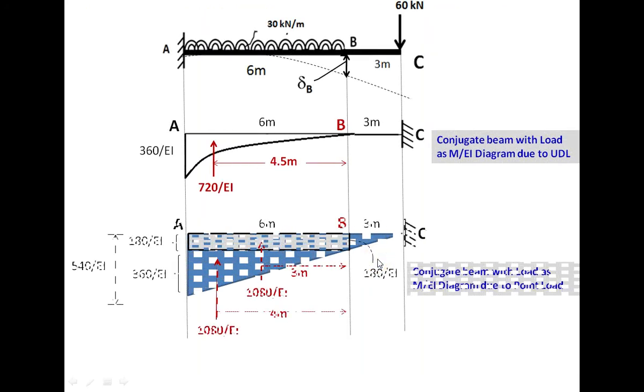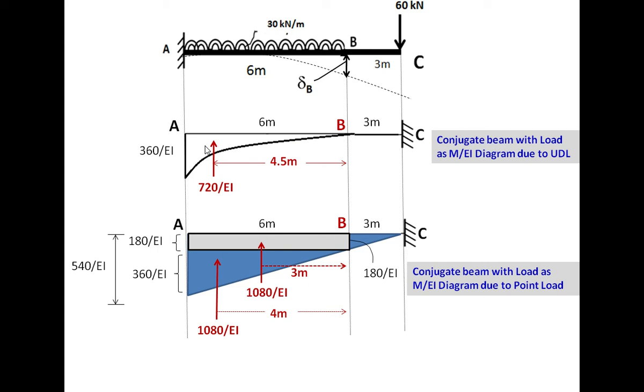So now when we want to find this, we have to apply this M upon EI diagram as a loading on the conjugate beam. This I have applied on a conjugate beam, and separately I have applied this triangle also on the conjugate beam, and we can add it later on. When we consider this particular parabola, this is the area of the parabola, that is 1/3 BH, and this is the distance 3b by 4, which comes out to be 4.5 meters.